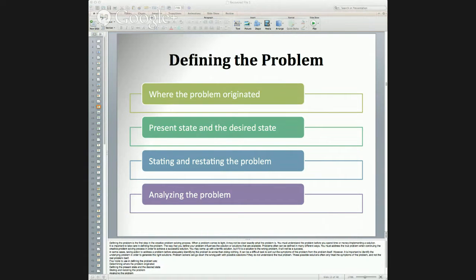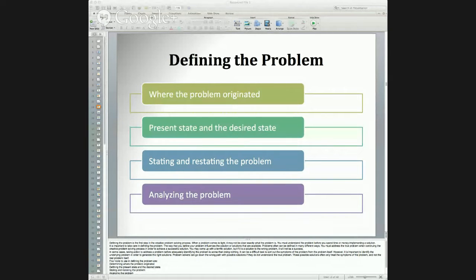Defining the problem is the first step in the creative problem-solving process. When a problem comes to light, it may not be clear exactly what the problem is. You must understand the problem before you spend time or money implementing a solution. It is important to take care in defining the problem. The way that you define your problem influences the solution or solutions that are available. Problems often can be defined in many different ways.